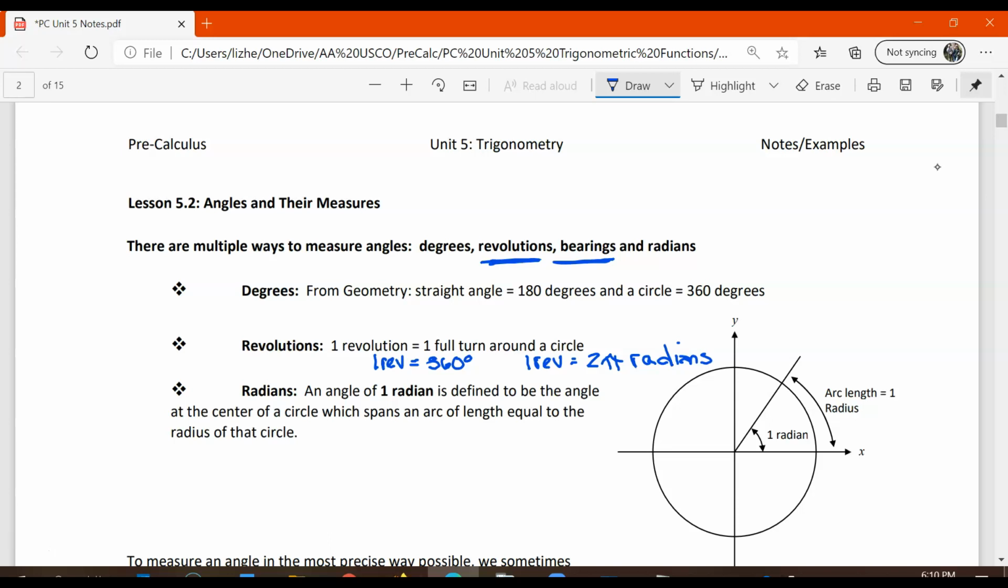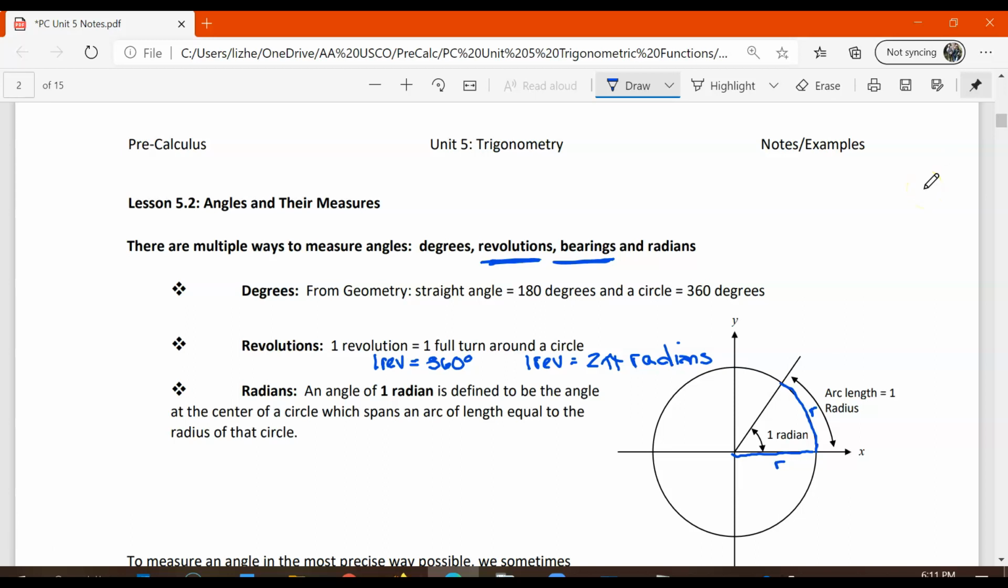Radians. An angle of 1 radian is defined to be the angle at the center of a circle which spans an arc of length equal to the radius of that circle. So you kind of have the picture here. Here's your radius of your circle. And this arc length here is also r. And when that arc length is r, then you have 1 radian.